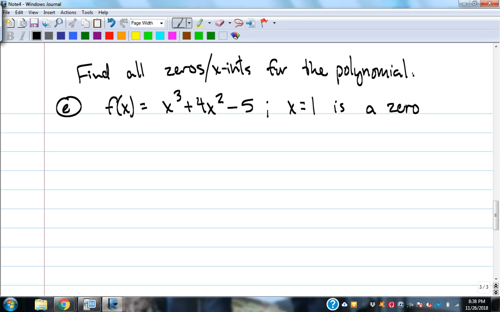Okay. Find all zeros or x-intercepts. Remember, those are the exact same things. So we're going to set up synthetic division with a +1 on the shelf. 1, 4, 0, -5. Why did I put a 0 in there? Didn't have a regular x, so I've got to have a representative for that.